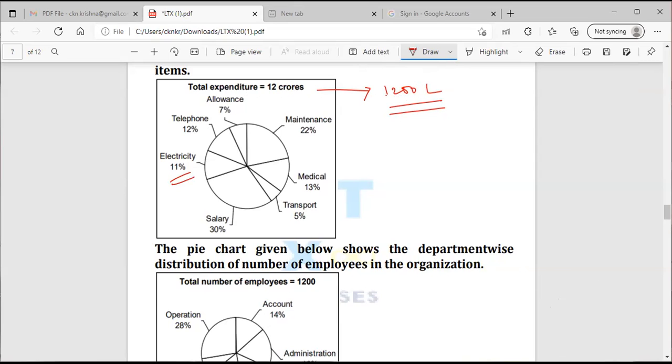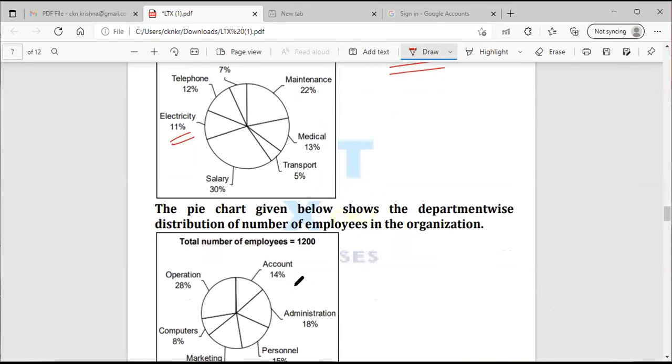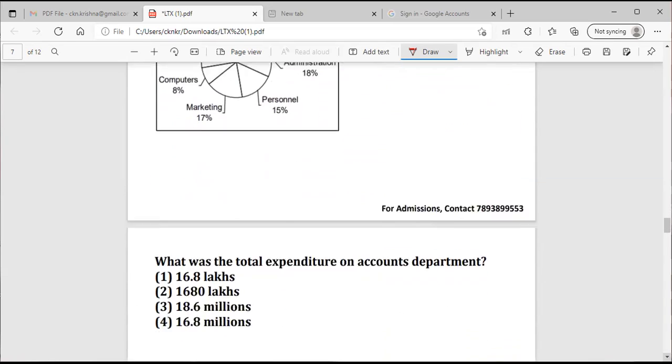సిమిలర్గా కింద చూడండి, ఇక్కడ టోటల్ నెంబర్ ఆఫ్ ఎంప్లాయీస్ 1200 ఉంది. ఇప్పుడు అకౌంట్లో ఎంతమంది ఉన్నారు? 14% ఉన్నారు. What is meant by 14%? For every 100, 14. For 1200, 12 into 14. Administration department 18%. For every 100, 18. For 1200, 12 into 18. It's very simple comparison. Now let's start the first question.